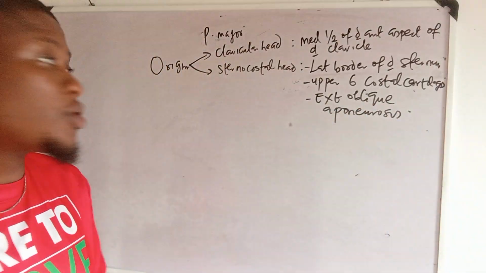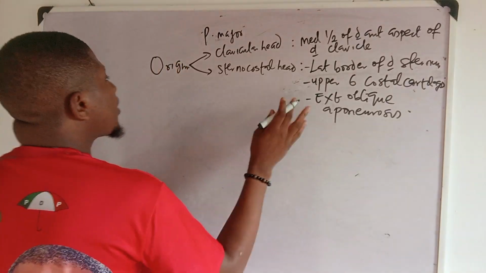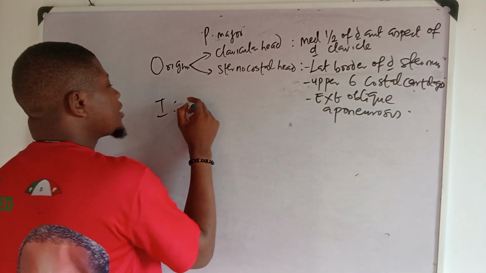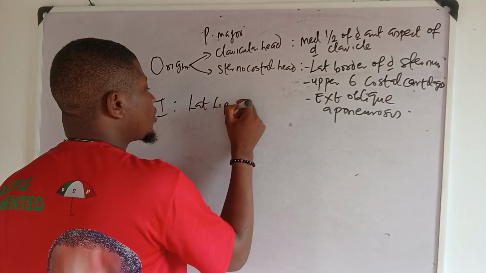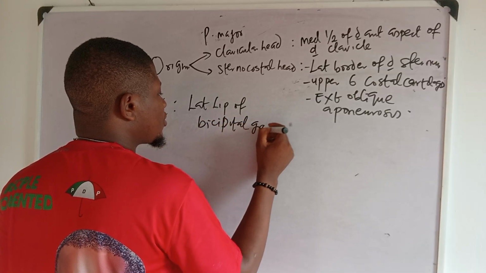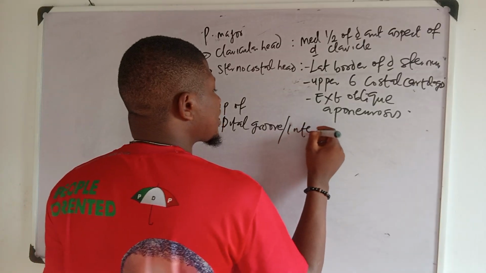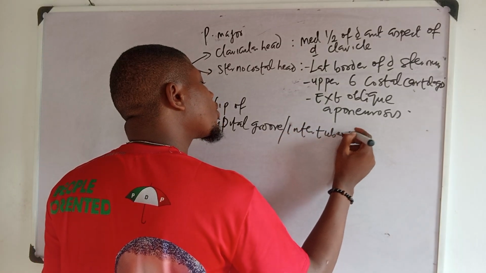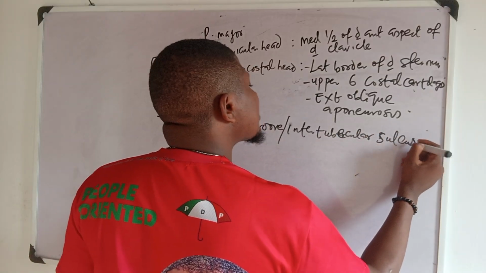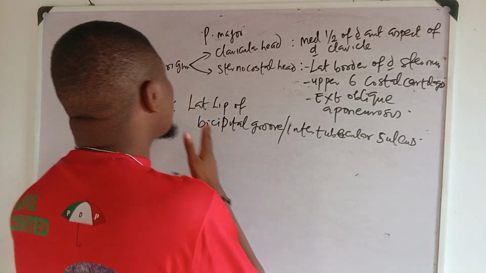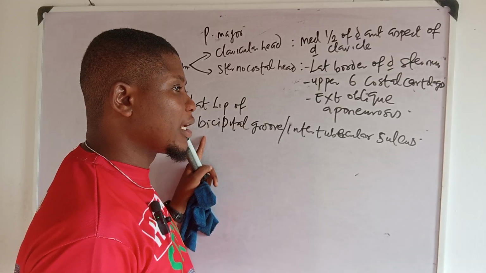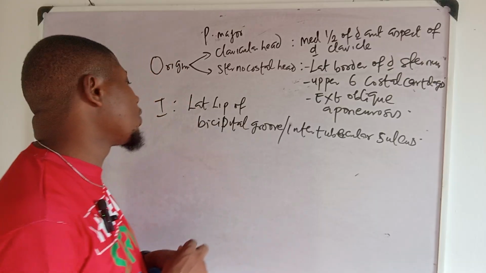External oblique aponeurosis. Then that is all about the origin. Then insertion. These two heads later unite to insert at the what? The lateral lip of the bicipital groove. So the bicipital groove is also called the intertubercular sulcus. So where is the intertubercular sulcus? That's the groove between the greater tubercle and lesser tubercle of the humerus.